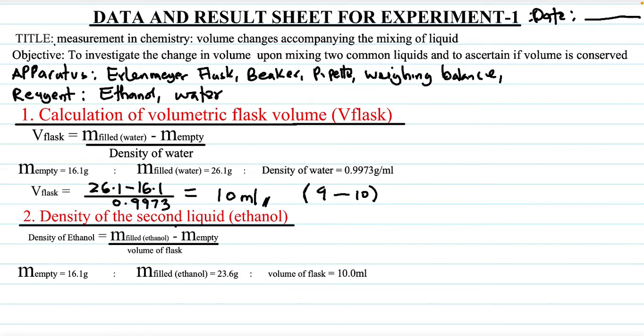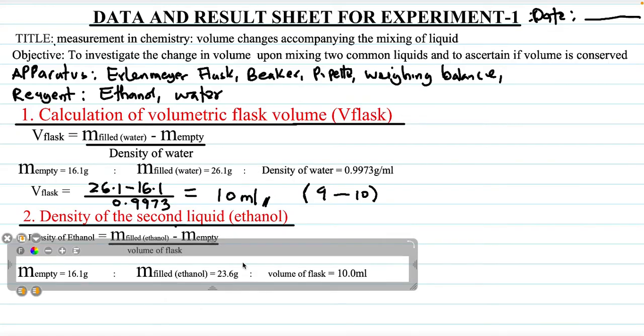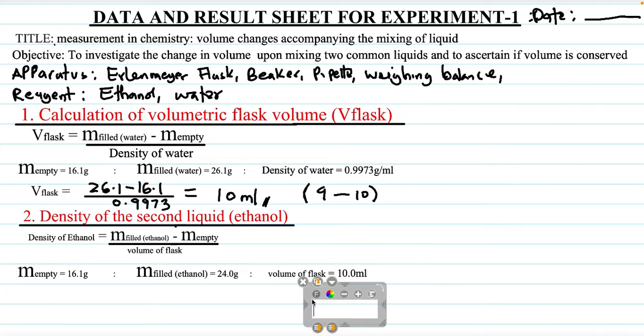All right, so we move down to the next calculation, the density of the second liquid. The second liquid in this case is ethanol. Remember I made a little adjustment to the mass of the flask when filled with ethanol. Previously it was 23.6, but after going through the values I was sent last night, most of the values were towards 24, so I decided to make this 24.0 grams. All right, so this is what we are going to do with our calculation. We now say density of ethanol. The formula is already here. Density of ethanol.